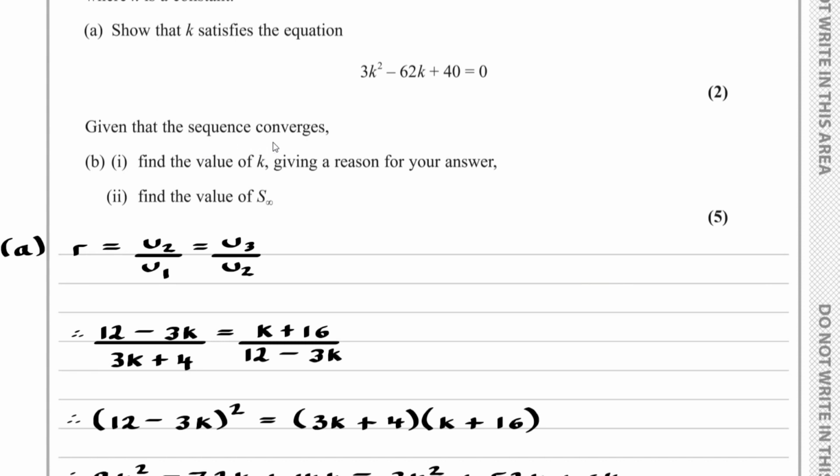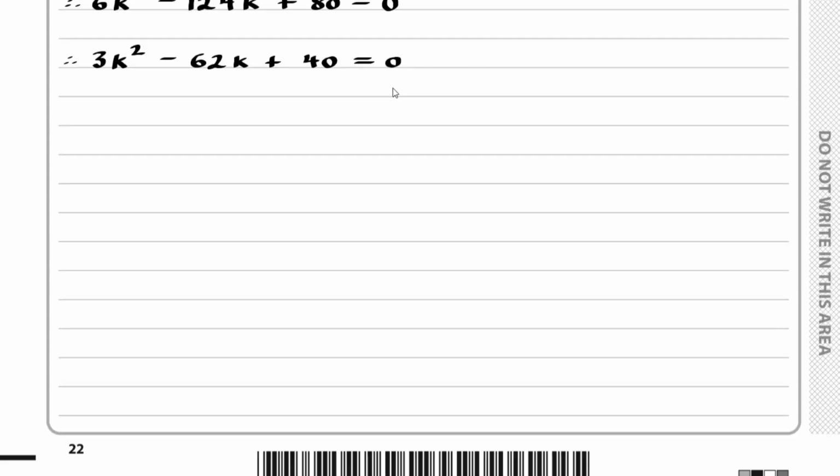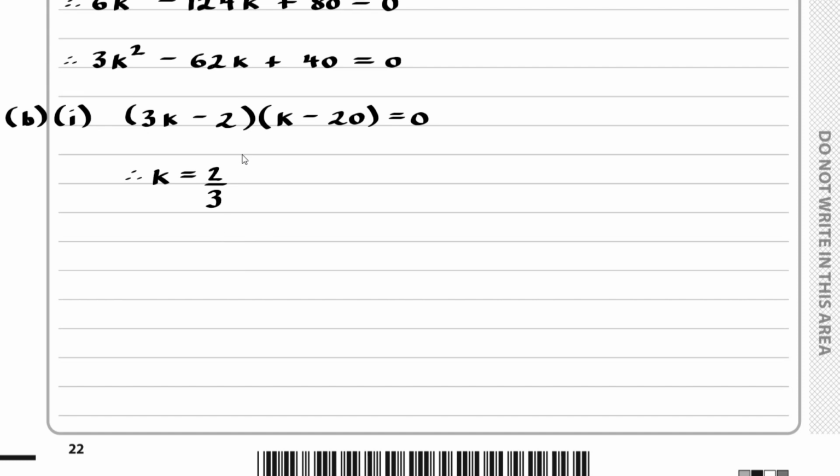Given that the sequence converges, for the first part of part B, we have to find the value of k, giving a reason for your answer. We know so far that 3k squared subtract 62k plus 40 equals 0, and with this we can find out the possible values of k. If we factorize, we end up with 3k subtract 2 multiplied by k subtract 20 equals 0. And if I solve for k, you will find k to equal 2/3 or k to equal 20.